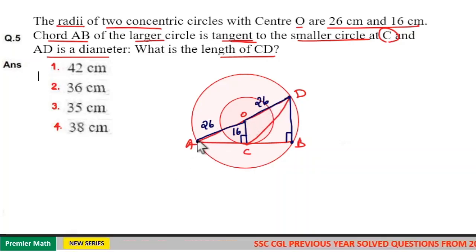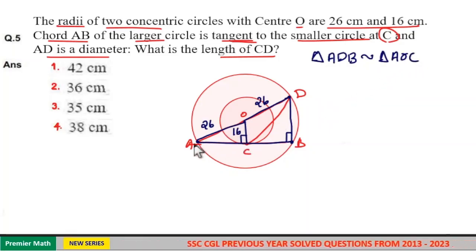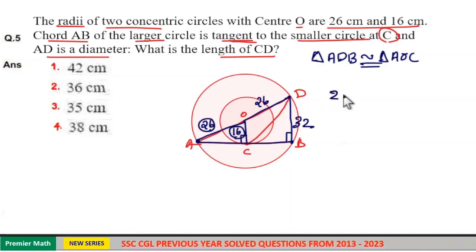Now, this larger triangle ADB is similar to this smaller triangle AOC. That is, here these two are radius, and here this point A is common. So these two are similar triangles, means ratio of corresponding sides are equal, which means if this is 16, this should be 32. 16 into 2, 32, because here this is 26. That is, hypotenuse of smaller triangle is 26. Hypotenuse of larger triangle is 26 into 2, 52.